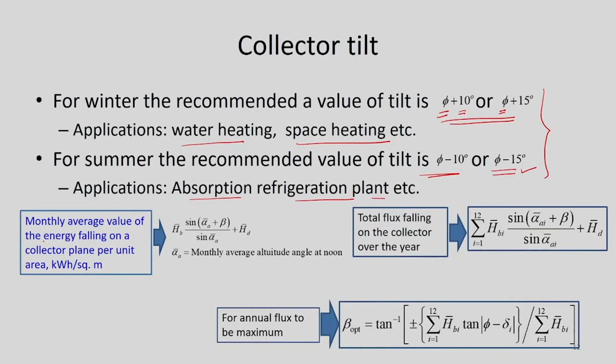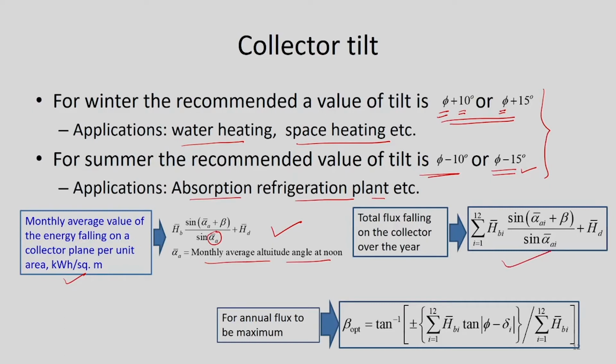Okay. So, for all these three cases we need to find out what will be the best beta value. How to find out? The monthly average value of the energy falling on a collector plane per unit area can be calculated using this expression, where alpha A is the monthly average altitude angle at noon. And the total flux falling on the collector over the year can be calculated by using this expression.